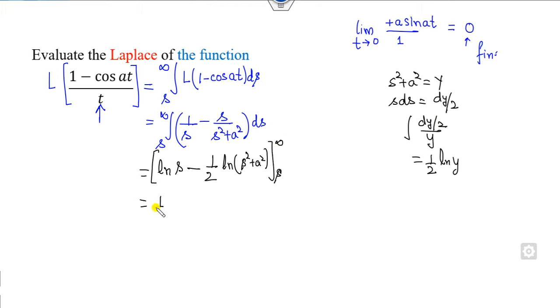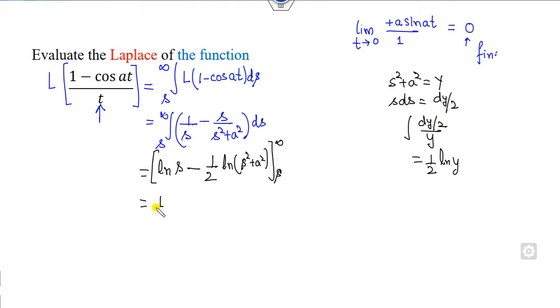Now let me clear this one. When you substitute infinity, it's an infinity by infinity form, so I can apply the L'Hopital rule. It's 2s over 2s, which is 1, and ln of 1 is 0, minus ln of s square over s square plus a square. So I can adjust the negative sign: half ln of (s square plus a square) over s square is the right answer of the problem.